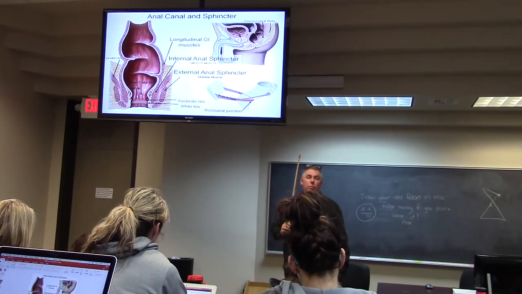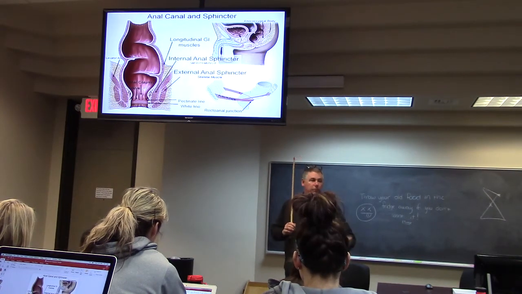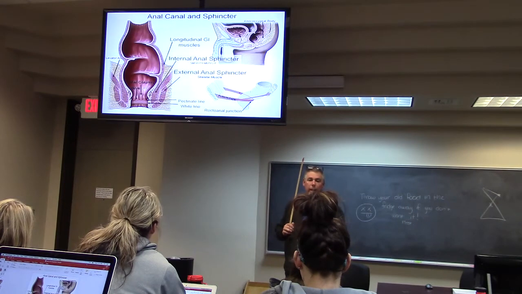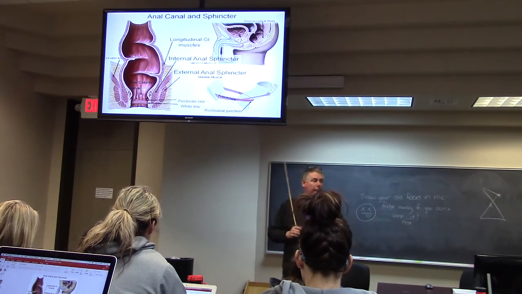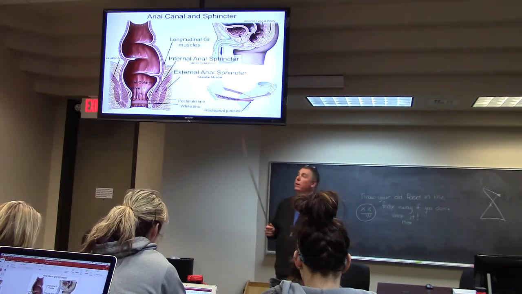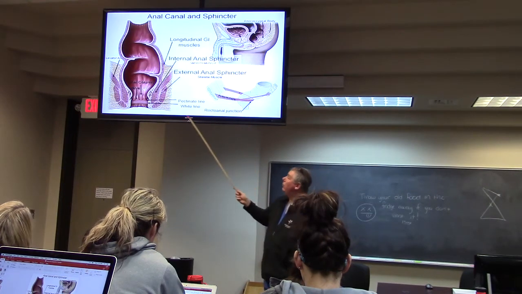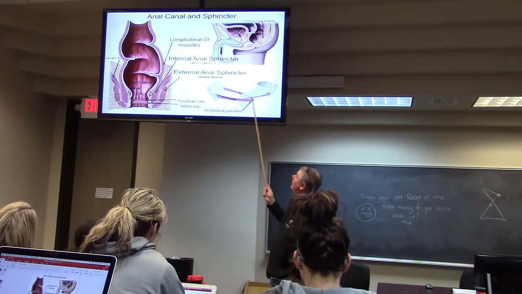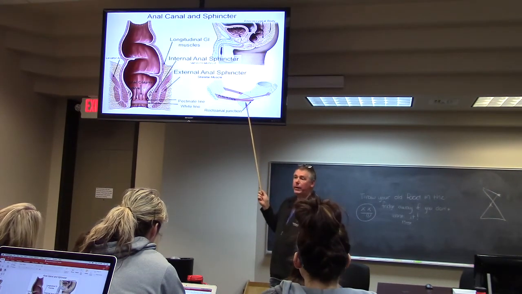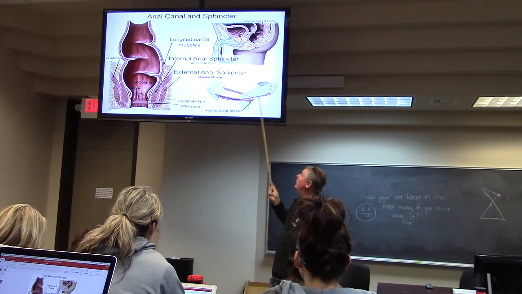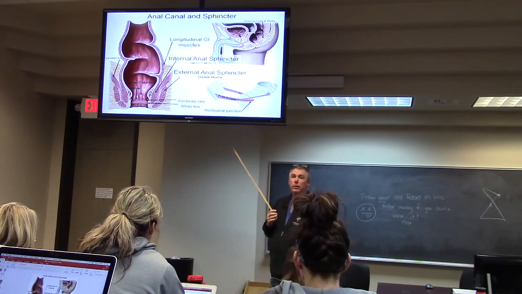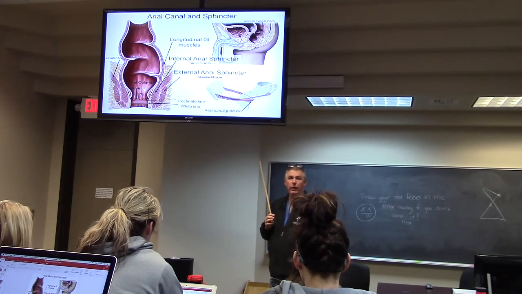We talked about the puborectal sling yesterday. This is an illustration of what it kind of looks like. It puts that angle that I drew on the board onto the rectum right here. And during defecation, it relaxes to straighten this angle out so stool can move more freely.